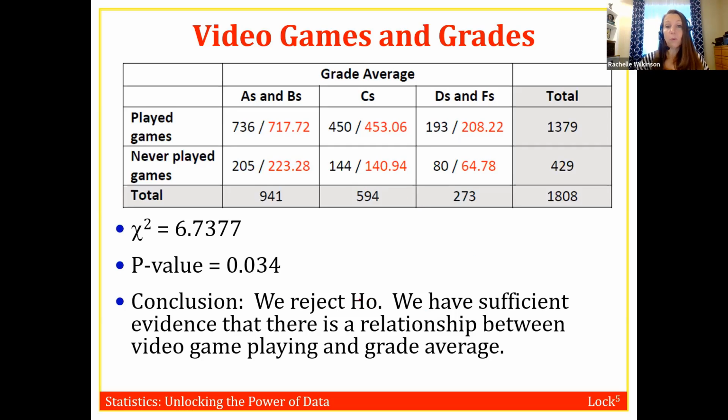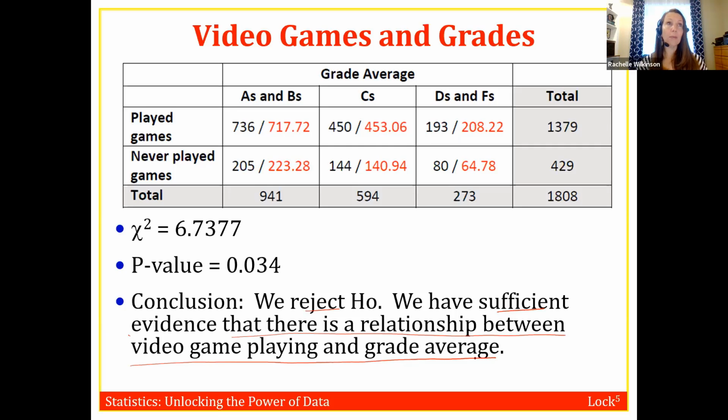Just like before, I'm going to say reject or fail to reject. If I reject, that means I have sufficient evidence for the alternative. If I fail to reject, that means I do not have sufficient evidence for the alternative. This time I rejected, meaning I have sufficient evidence, and then I just write out the alternative hypothesis: there is a relationship between video game playing and grade average. So this is my conclusion based on that overall test, the chi-square test.